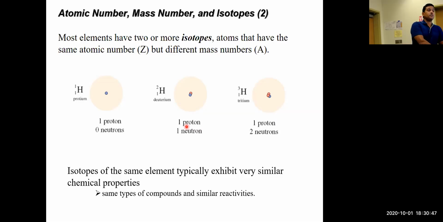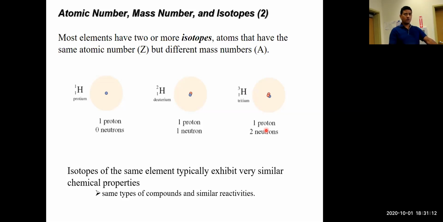So the relationship between protium, the hydrogen, and the deuterium and the tritium is that these three are the isotopes of each other of the hydrogen atom. Again, the definition of isotope is an atom with the same number of protons but a different number of neutrons. As a result, they have different mass numbers.